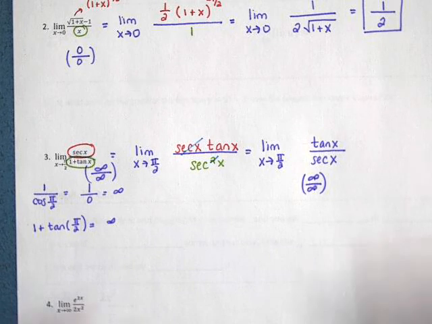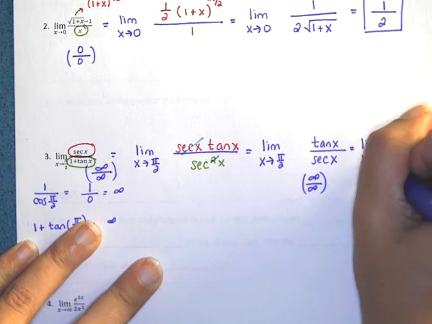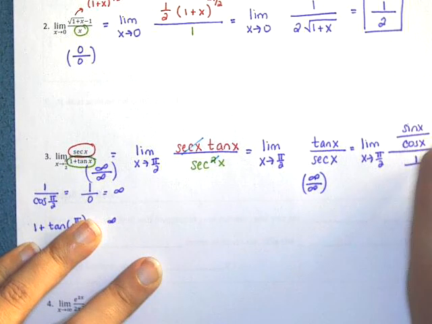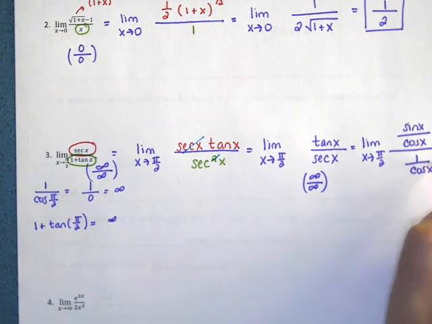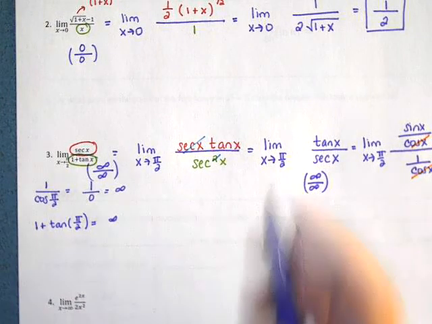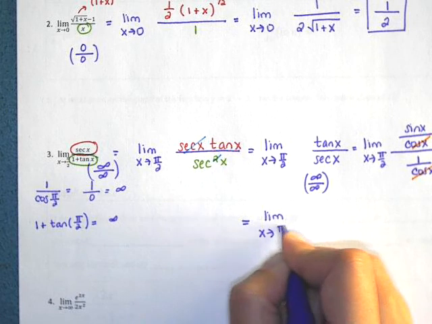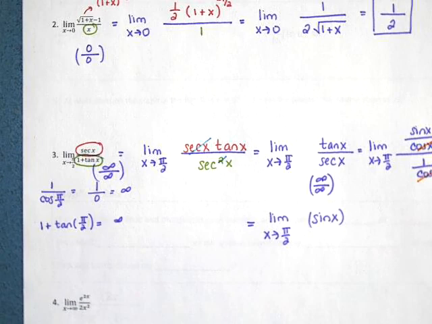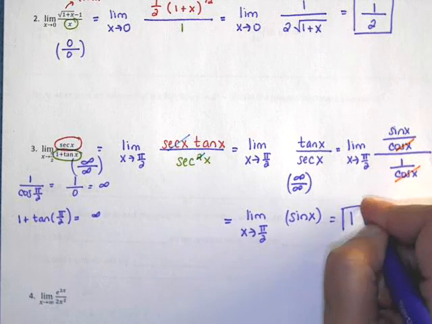Before I do that, I'm going to see if maybe trig rules can help me simplify here. Tangent is really sine over cosine. Secant is really 1 over cosine. So the cosines cancel, which means my new problem becomes the limit as x approaches pi over 2 of just sine. Well, now wait a second, that's not indeterminate. Sine of pi over 2 is just 1, so I'm done.